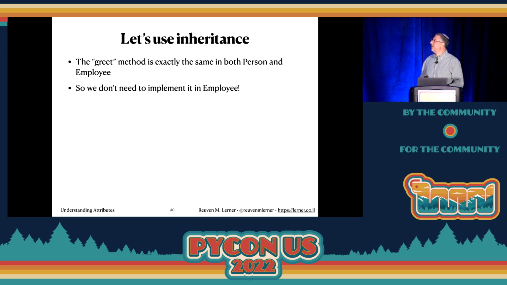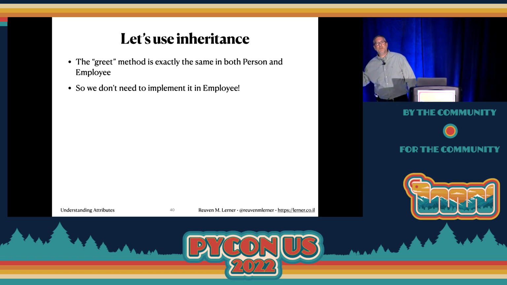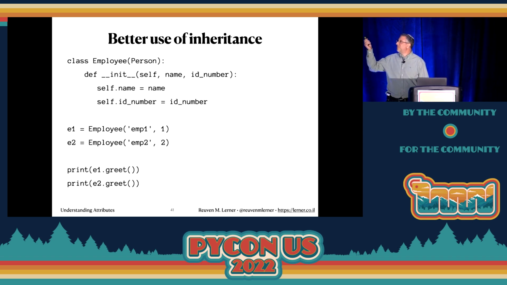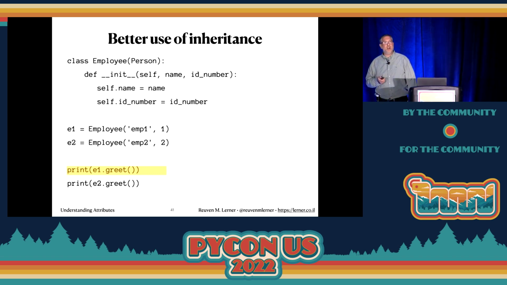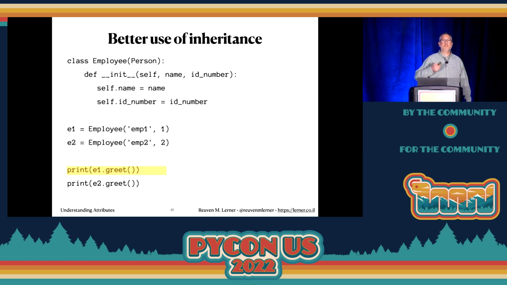Let's use inheritance. And we can take advantage of it because the greet method is exactly the same in both person and employee. So we can get rid of it in employee. And so I say here, class employee, just like before, except I've gotten rid of the greet method. And now when I call greet, what happens? Python asks e1, do you have an attribute greet? The answer is no. It asks the class employee, do you have the attribute greet? The answer is no. So we go to the parent. Do you have the attribute greet? The answer is yes. We get back the method. We run it. All is good. And the same thing happens with e2.